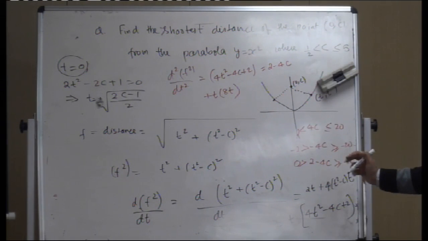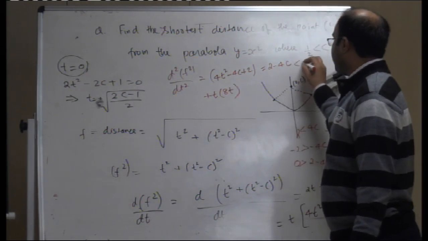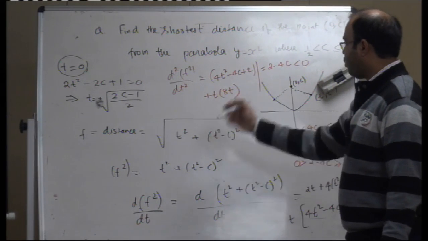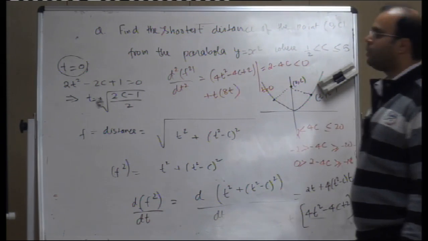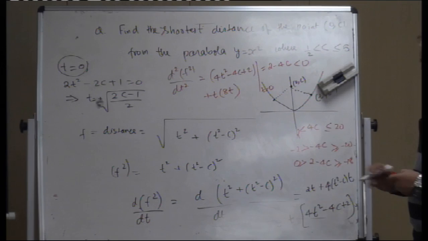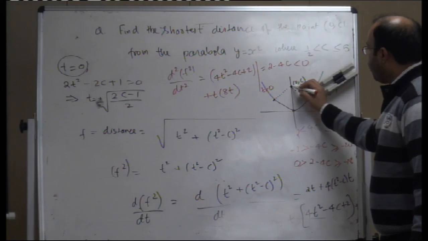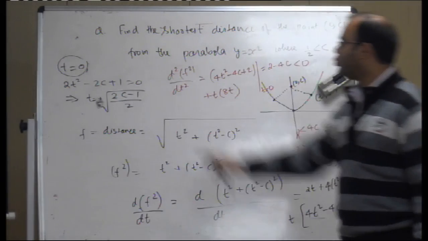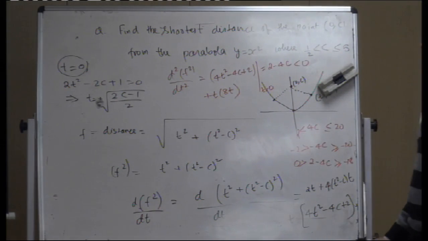This is clear. So this value is negative, and if this value is negative at this point t equal to 0, that means this is a point of maxima. That is a point of local maxima actually. So this point is a point of local maxima. Now, when we talk about t equal to root over 2c minus 1 by 2, what will happen?